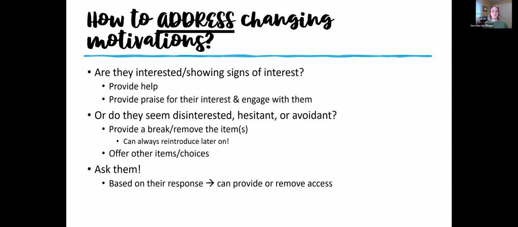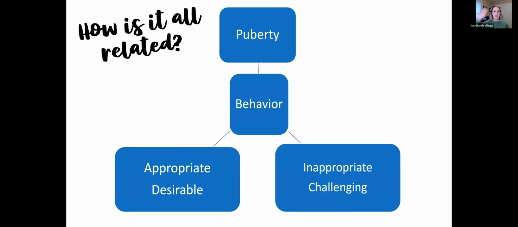And again, redirect. You're going to hear me say that a lot this evening. Redirect to some other choices if they aren't currently interested in what they're doing. And then again, once you've asked them, based on their response, either provide or remove access, dependent on how they respond. So, how is all of this related?